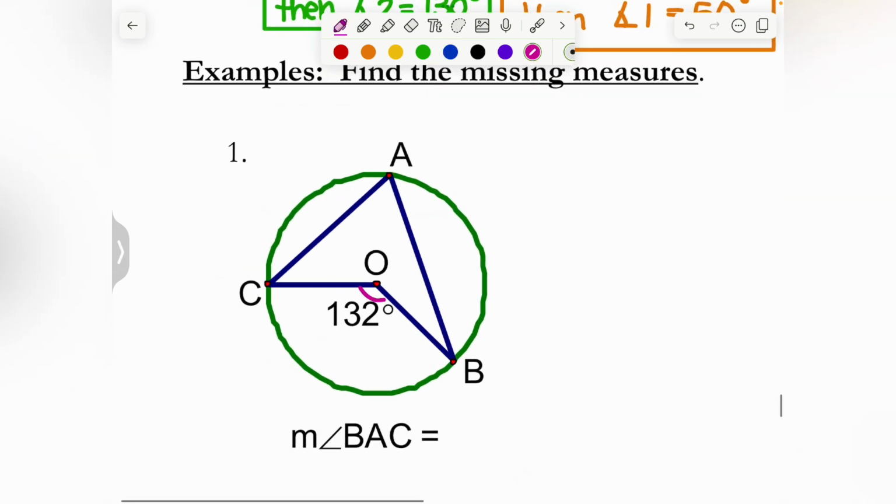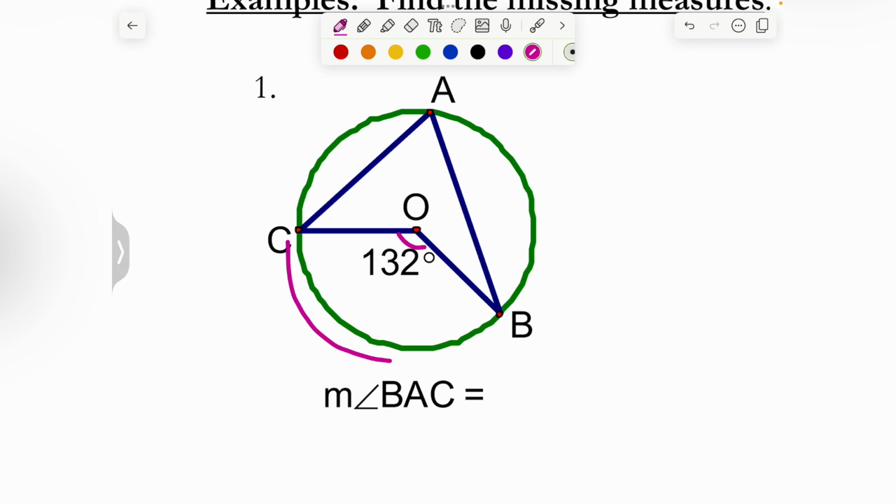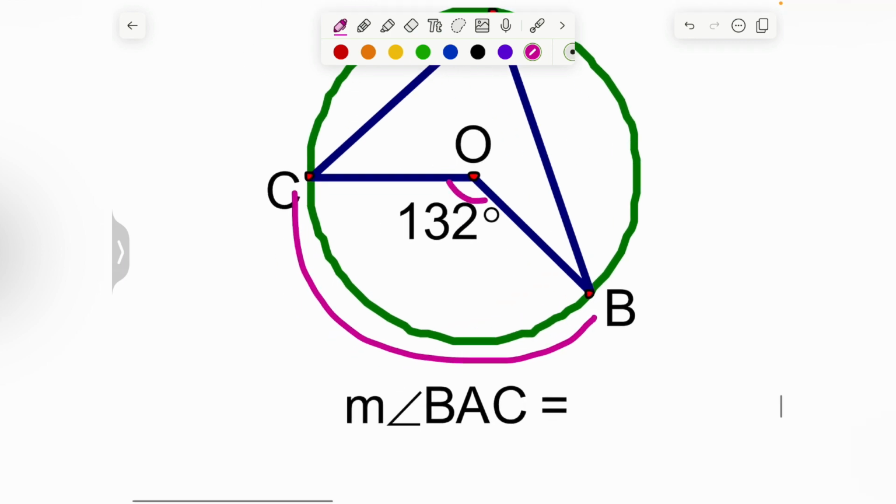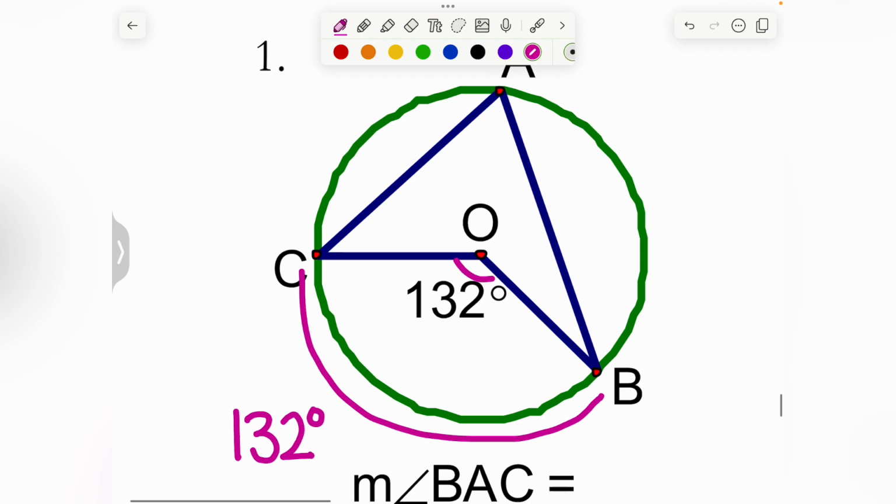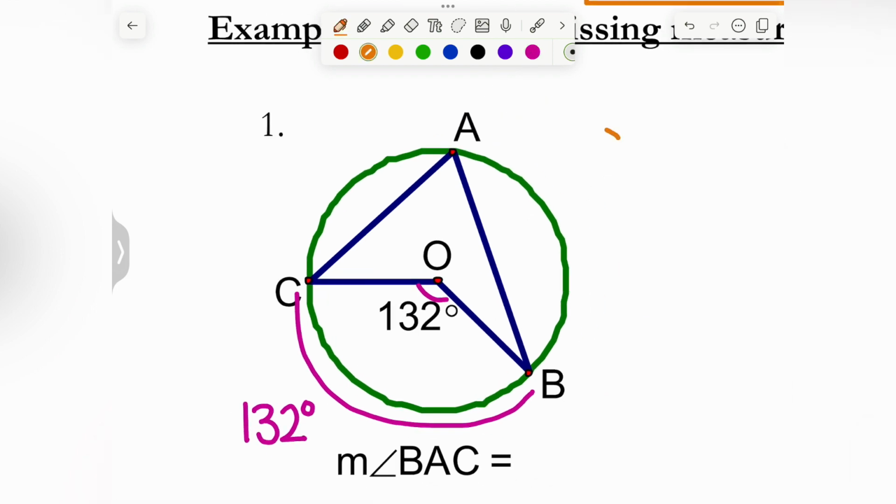So this is a central angle at 132. Now remember, central angles are congruent, or the same measure, as the intercepted arc. So this arc is going to be 132 degrees. It's the same as the central angle. However, this angle is going to be half of that measure.